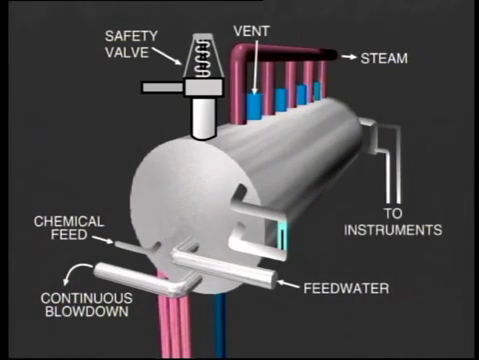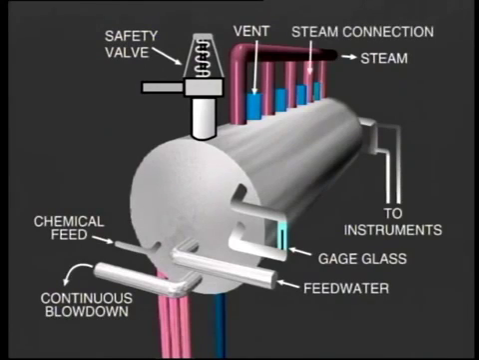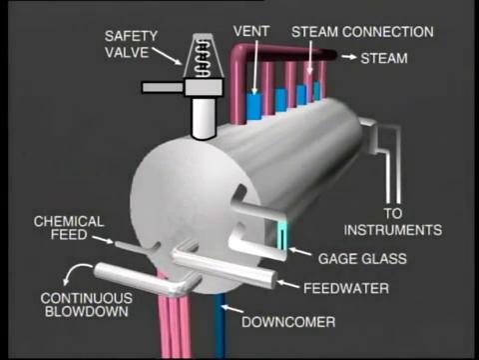Instrument connections for monitoring and control of boiler operation. Gauge glasses, usually fitted at each end of the drum to provide a physical view of the water level in the drum. Steam connections from the top of the drum. Downcomer connections at the bottom of the drum.